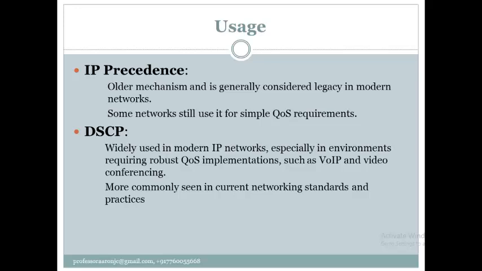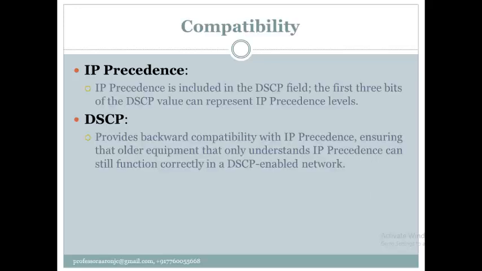IP precedence is the older one. DSCP is the real one which is needed for today's network, the real marking. Because in today's network, we have a lot of applications, and each application needs different levels of priority, different levels of marking. For that, you need more bits. DSCP has 0 to 63 levels of marking. They are both compatible. The first 3 bits of DSCP are what IP precedence is. So if one router has IP precedence and another router has DSCP, they are compatible.